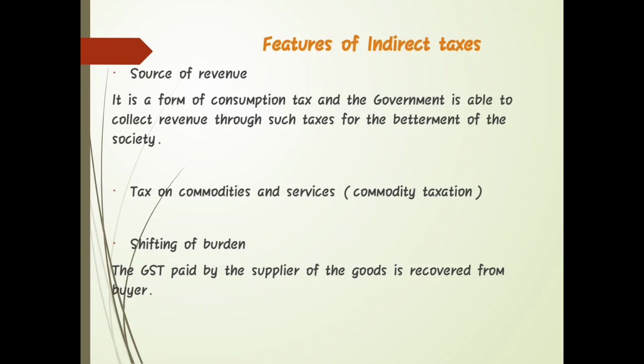In the case of the burden, as we have already seen, the GST or the indirect tax is paid by the supplier of the goods, and that is recovered from the buyer. The supplier needs to pay the tax, but the amount of indirect tax is recovered from the buyer, which is included in the price of the product or price of the service.